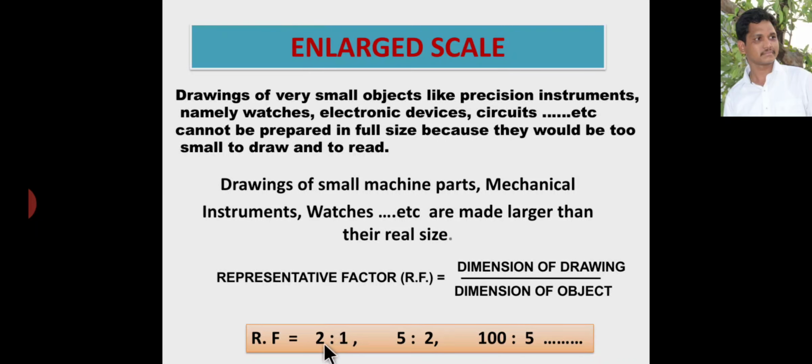Here the value of numerator is very big as compared to denominator, so the value of RF is always greater than 1. In case of full size scale, the RF value equals 1:1, that means RF equals 1. In case of reduced scale, the RF value is always less than 1. In case of enlarged scale, the RF value is always greater than 1.